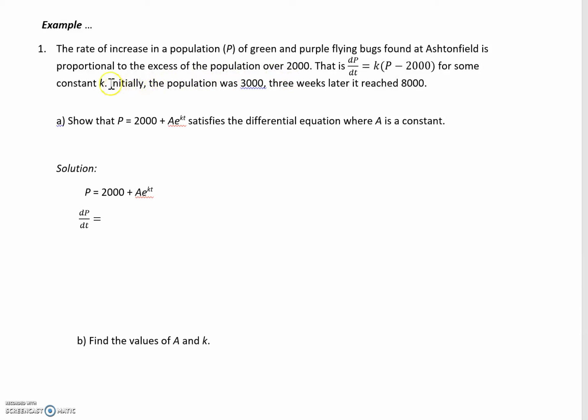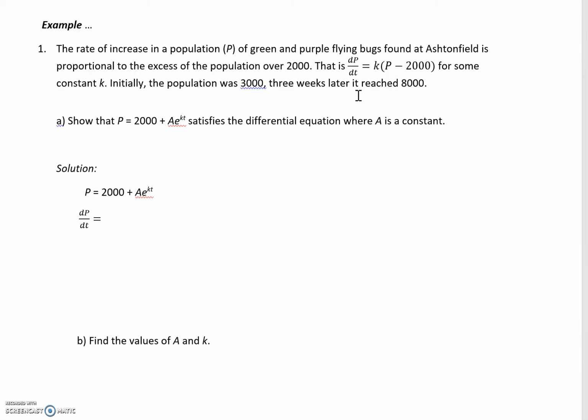found at Ashfield is proportional to the excess of the population over 2000. So here is the indicator that we've got a constant, k, and we're comparing the rate of change to this value, 2000. That is, dP/dt is your constant k times P minus 2000 for some constant k. Initially the population was 3,000. 3 weeks later it reached 8,000. So you probably want to, in reality, read that a couple of times.